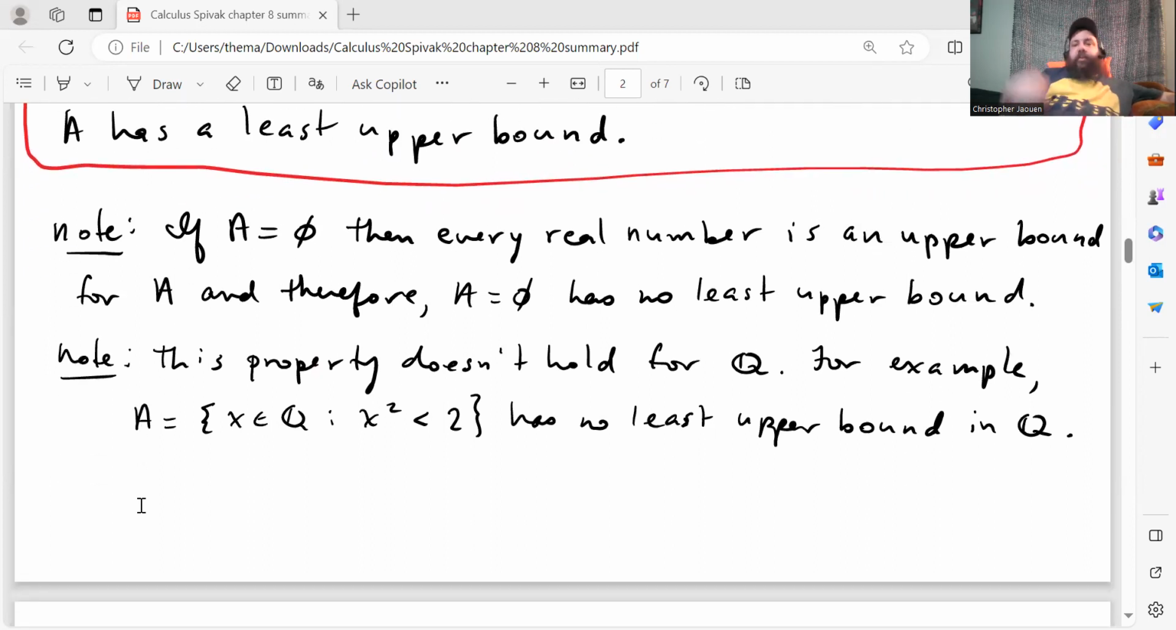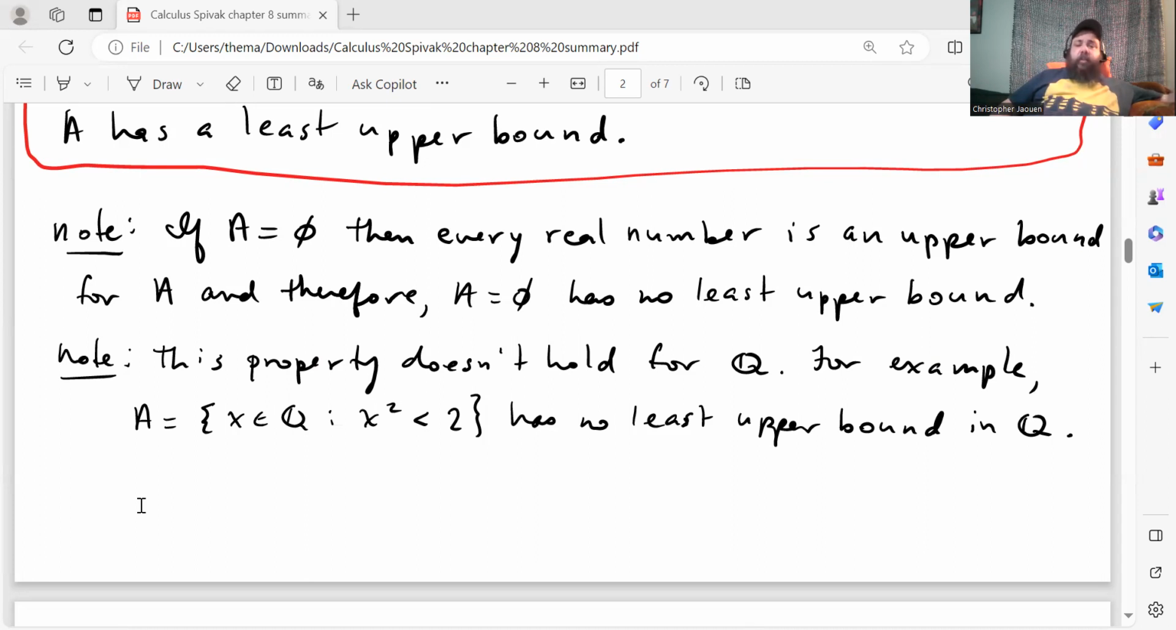And then also, this may seem like a very intuitive idea, but there are sets that don't have this property. For example, the rational numbers. Obviously, this property doesn't hold for the rationals because, for example, the set A equal to all rational numbers x that have square less than 2 has no least upper bound in Q. Q is the set of rational numbers, if you remember.